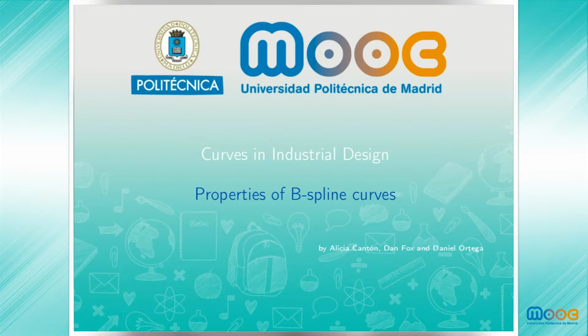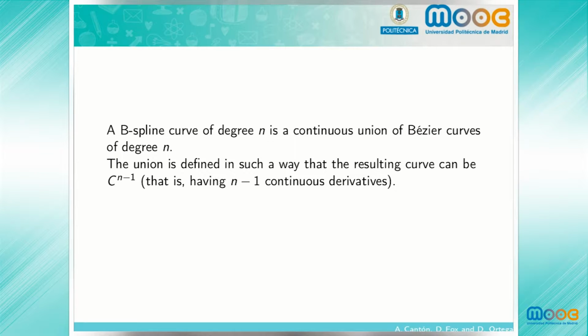Curves in industrial design. Properties of B-spline curves. We've seen that a B-spline curve of degree n is a continuous union of Bezier curves of degree n. The union is defined in such a way that the resulting curve can be C^(n-1), that is, having n-1 continuous derivatives.